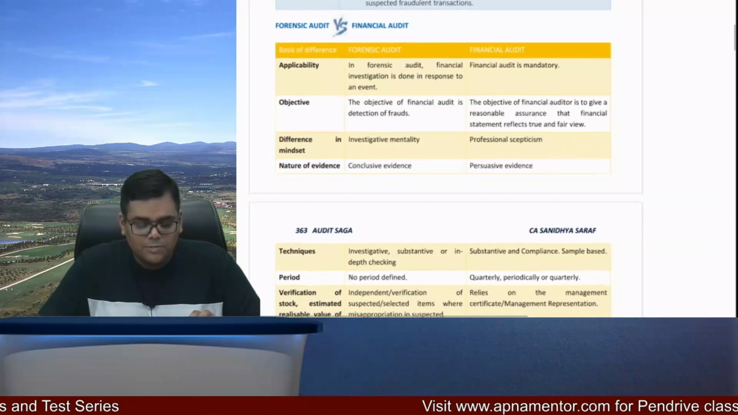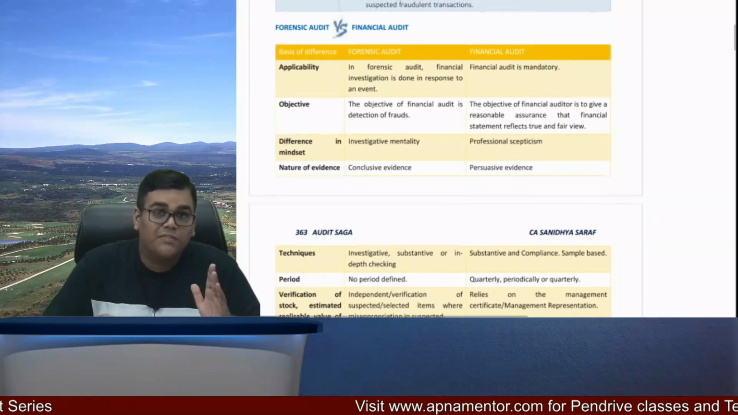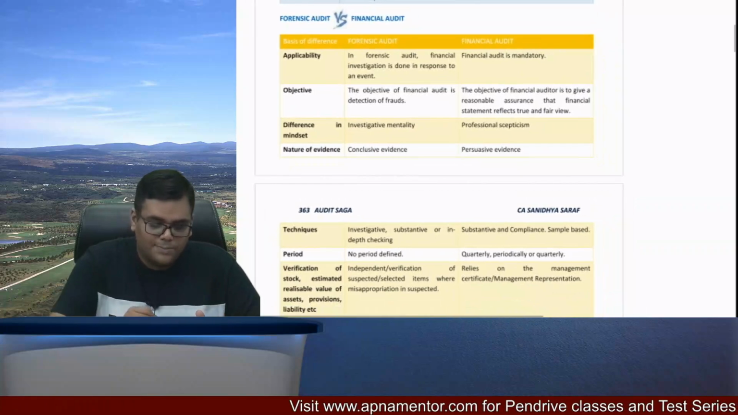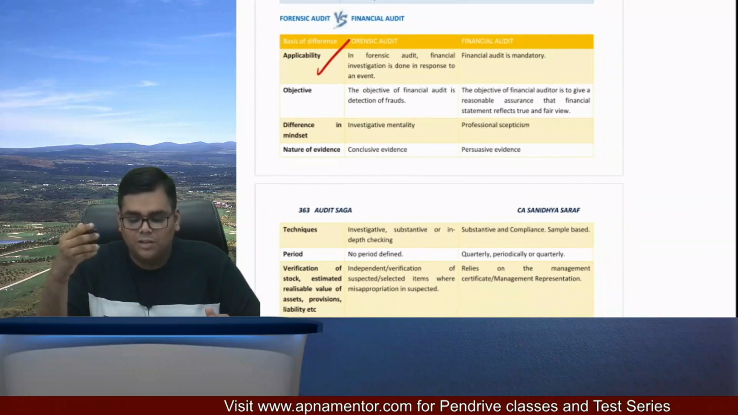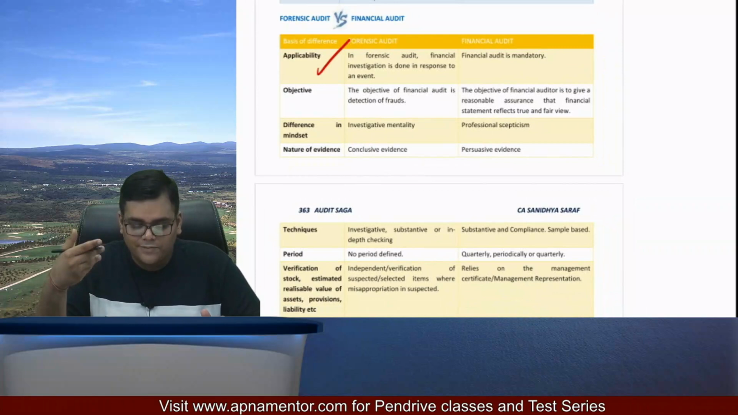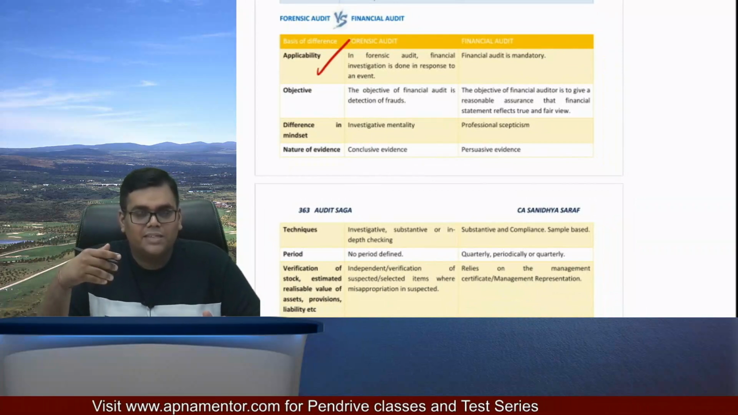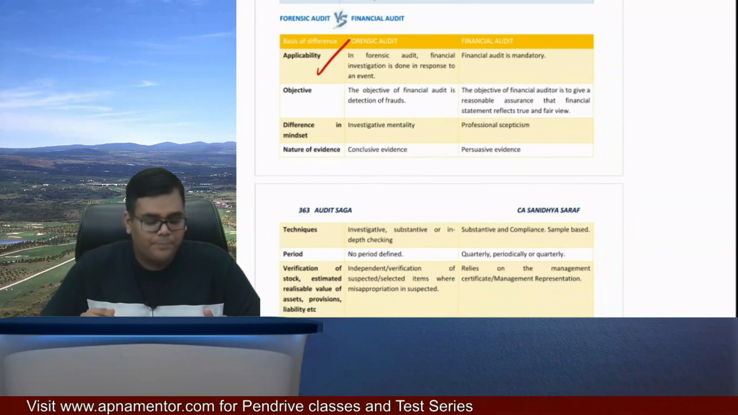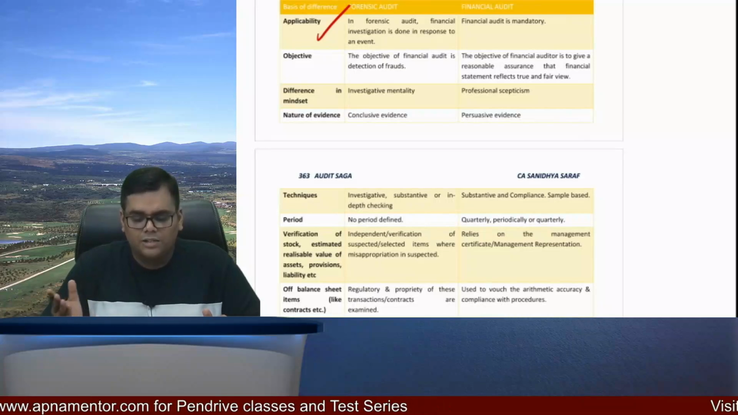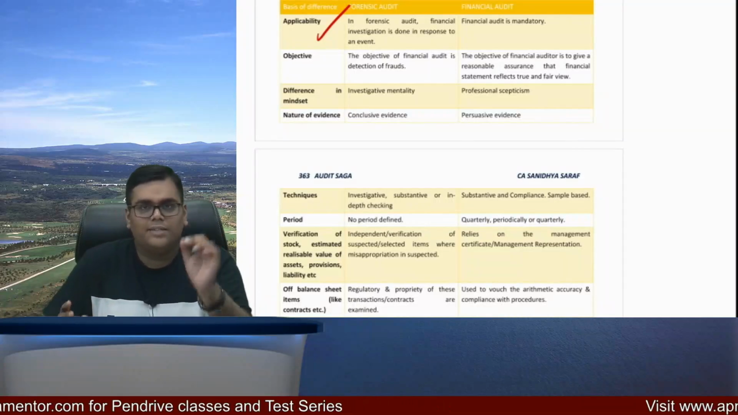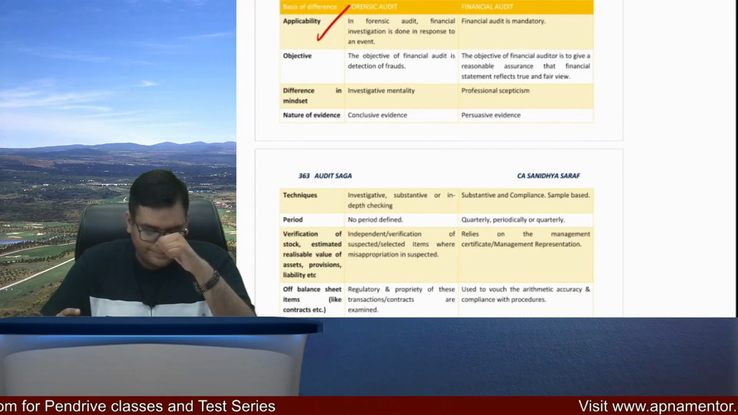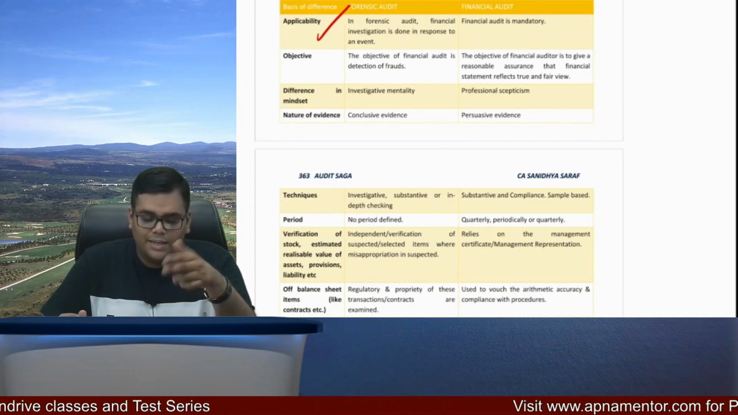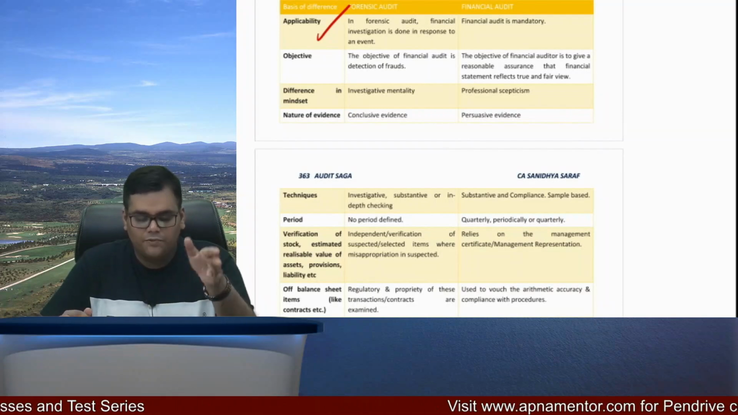What are the differences between forensic audit and financial audit? This is a very important question for exam. As per the applicability, financial audit is mandatory for all the companies, whereas a forensic audit is a financial investigation that is done in response to an event. We know that the objective of financial audit is to ensure whether the financial statements reflect a true and fair view. On the other hand, in case of forensic audit, the objective is detection of frauds.